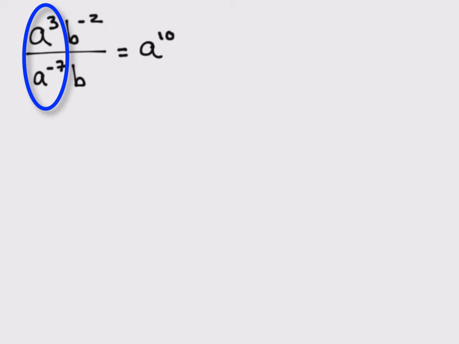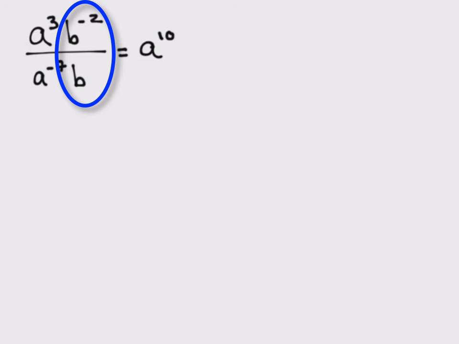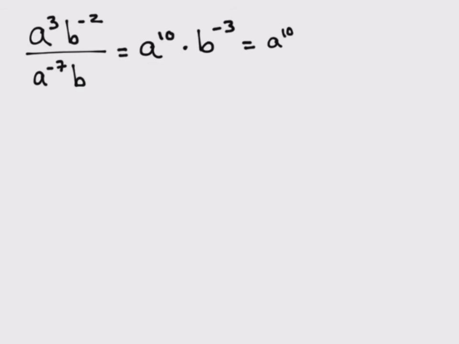part of our answer. And the b's, b to the negative second over b to the first. Negative 2 minus 1 is negative 3, so we should have a b to the negative third as part of our answer. Of course, we prefer to have no negative exponents at all, so we're going to rewrite b to the negative third as 1 over b to the third, and we're going to write all that as just one fraction, a to the 10th over b to the third.